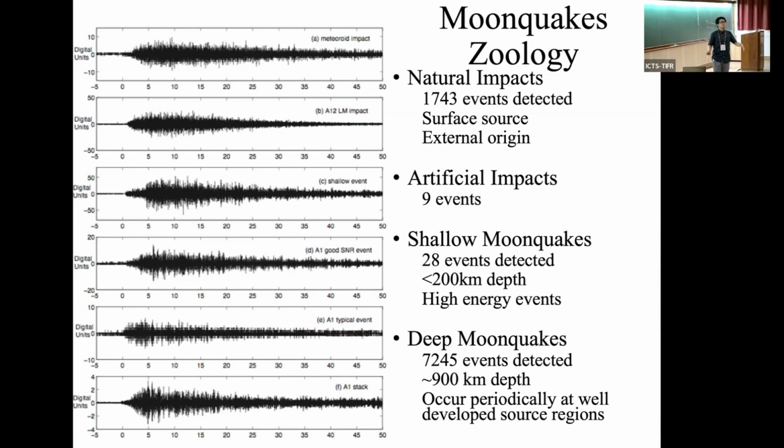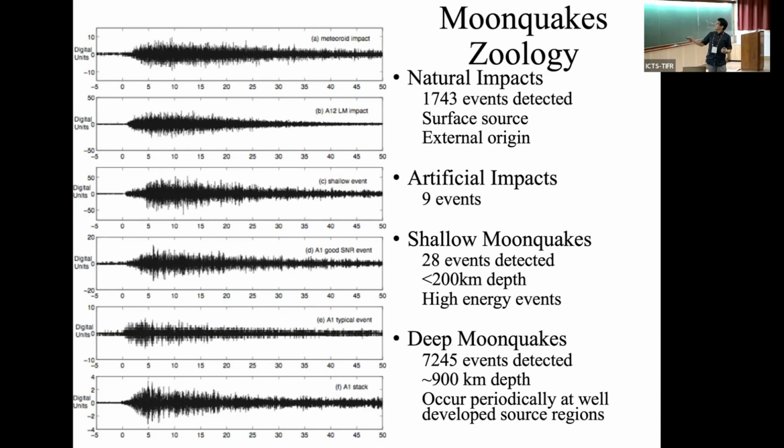Artificial impacts: we dropped a part of the rocket that we didn't need anymore to have some active seismic experiment. I would say this was a controlled experiment, so we know exactly where it hit. It is still one of the key observations that we have to constrain the lunar crustal model.